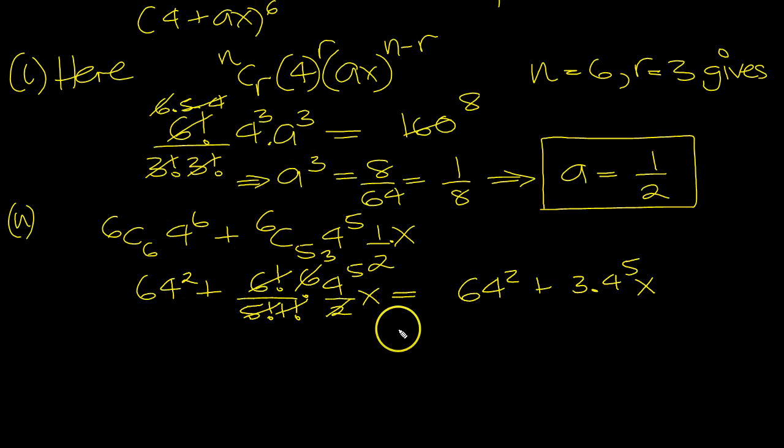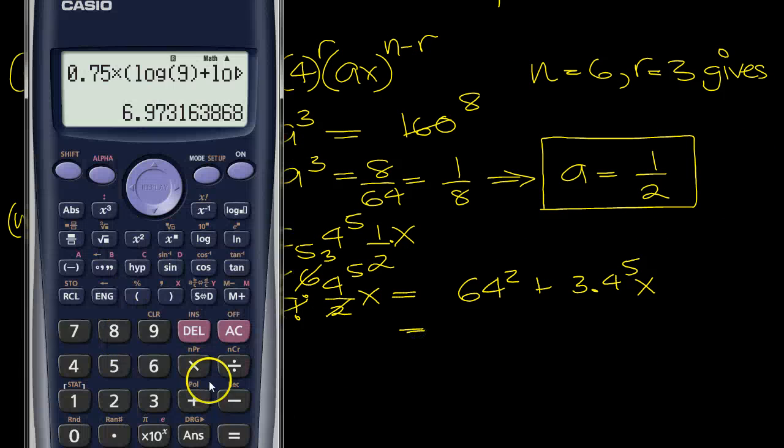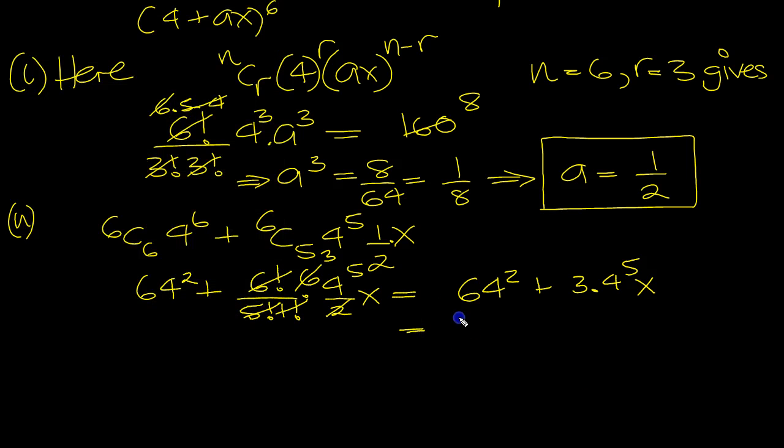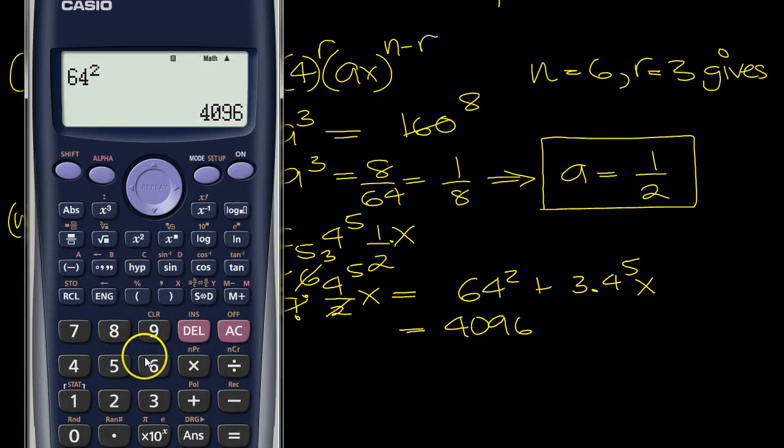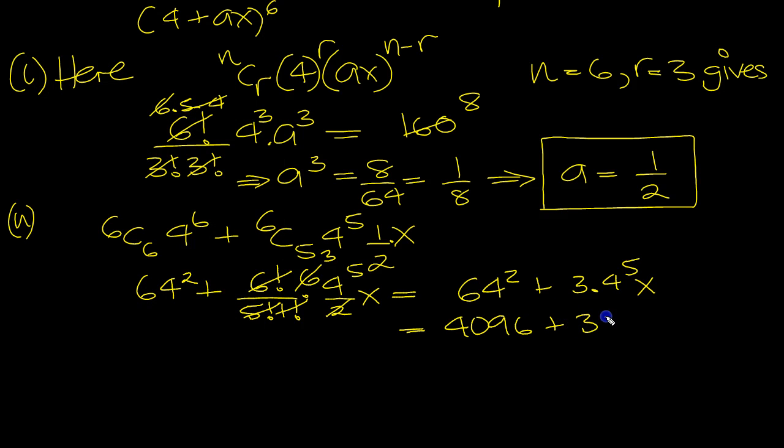So what have we got then? Let's type them in the calculator. So we've got 64 squared, 4096. And then 3 times 4 to the power 5, 3072x. And there's our terms.